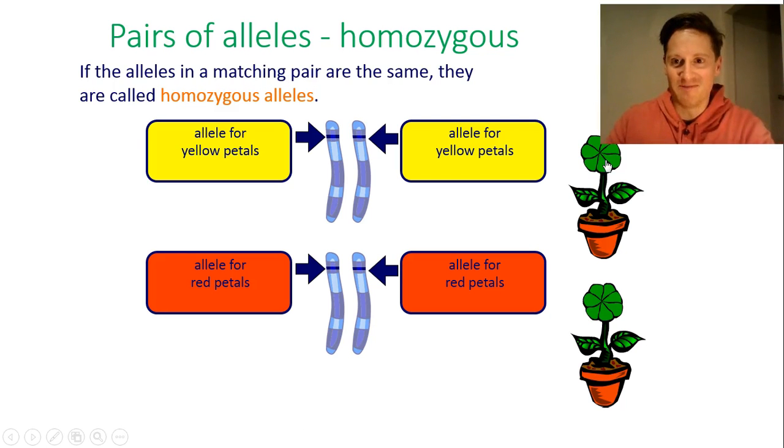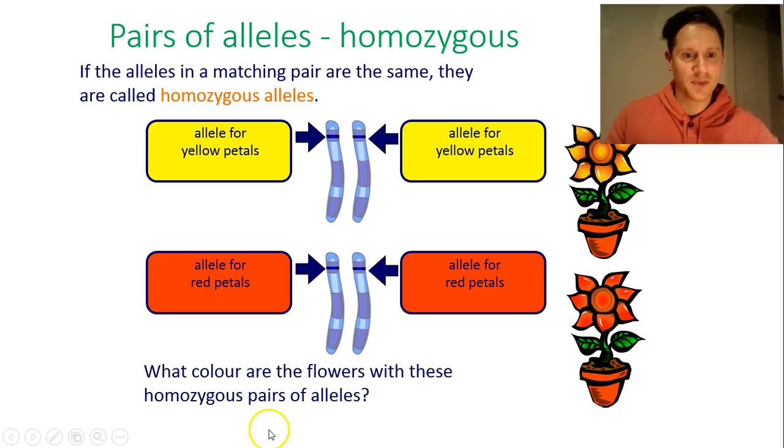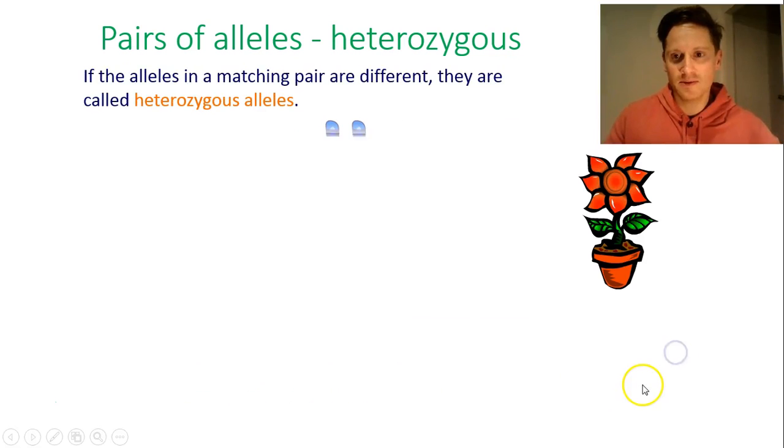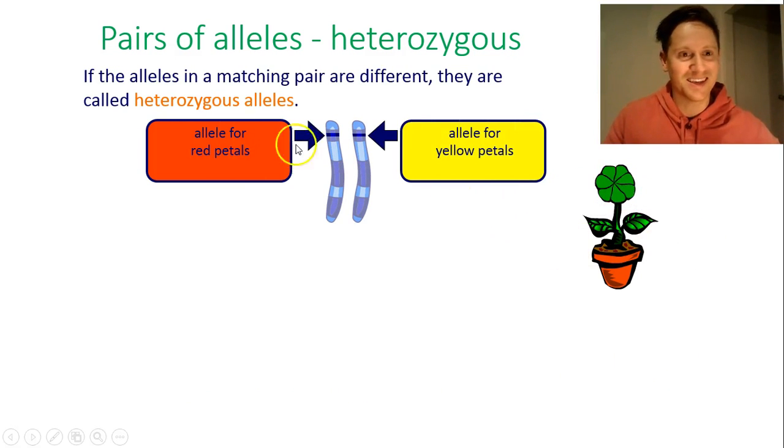I had a bit of a malfunction there. What I wanted to show was that homozygous alleles for yellow petals will produce a yellow flower. It's probably more orange, but we'll say yellow. And homozygous alleles for red petals give the red flower. Hopefully that's not too much of a surprise. What color are the flowers with these homozygous pairs of alleles just revealed? I kind of spoiled the surprise there.